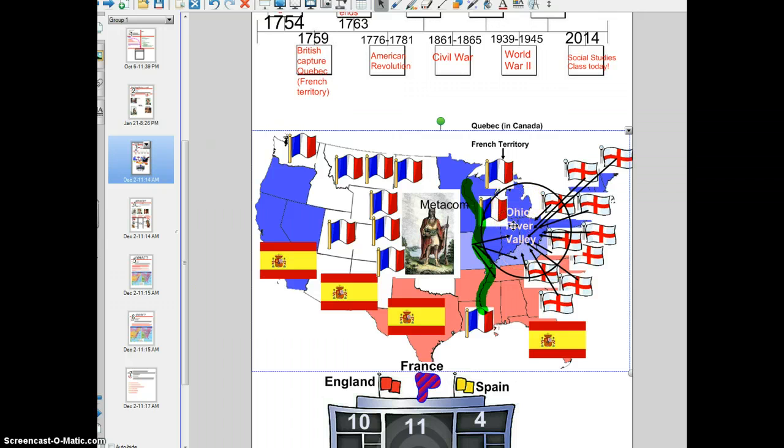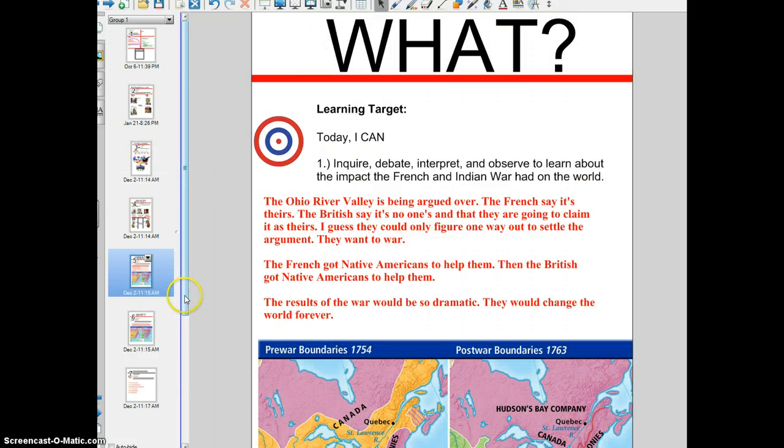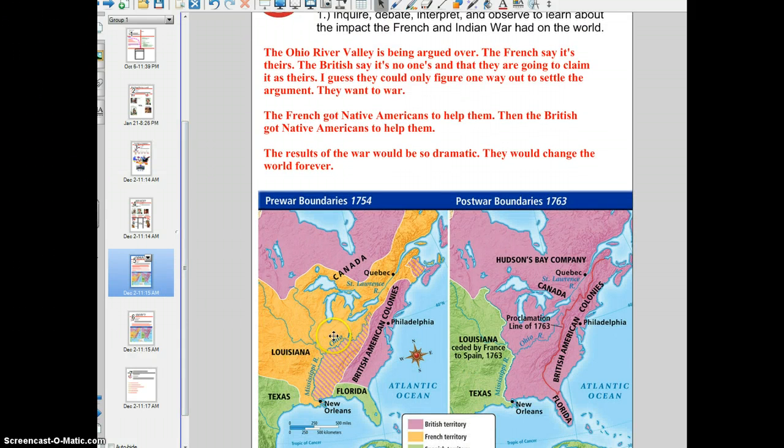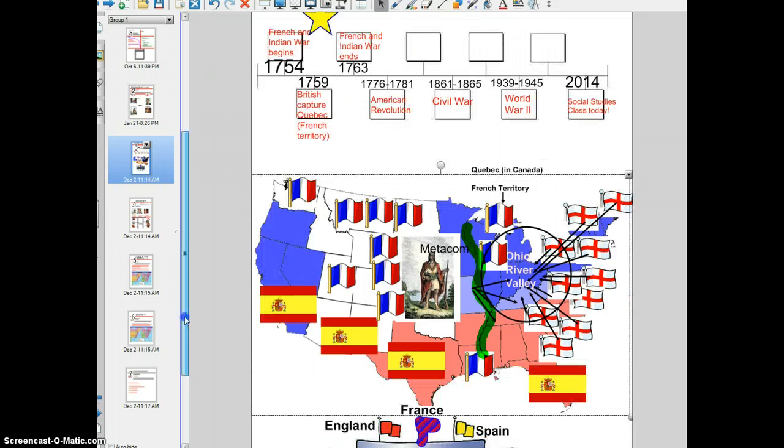According to this map, it looks like the French really had that territory, that Ohio River Valley, but of course the British claimed it was theirs, and that's what this war was over. Who had whose land this was.